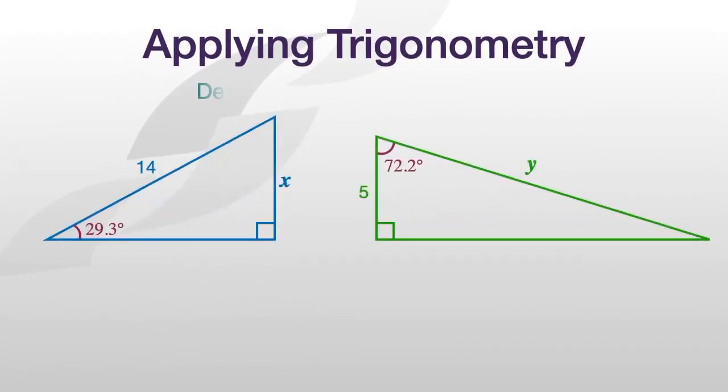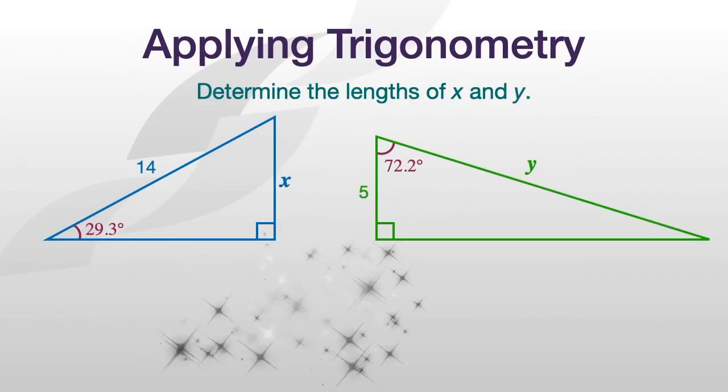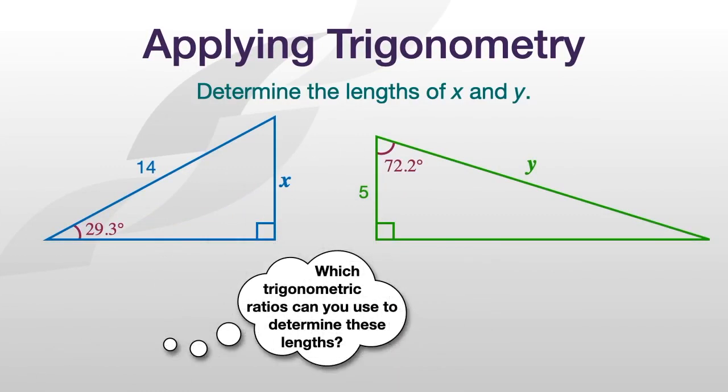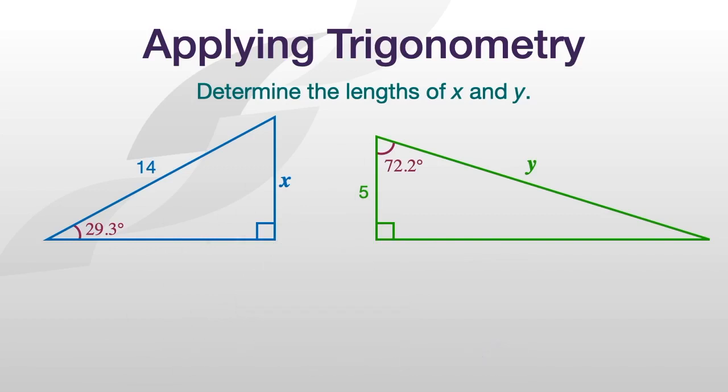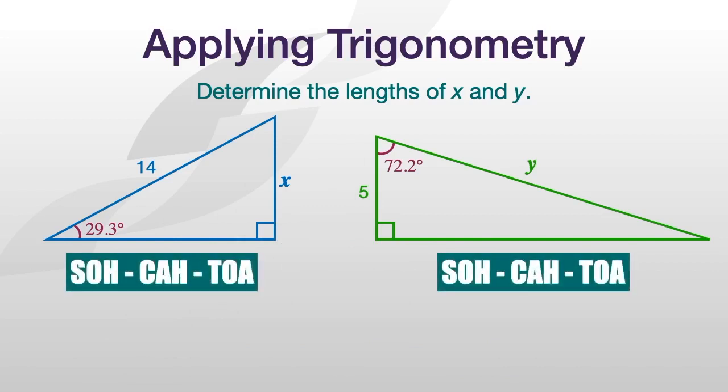In our next problem, we are given some information and then asked to determine the lengths of an unknown side in each triangle. Which trigonometric ratios can you use to figure out these side lengths? We can use SOHCAHTOA to figure out which ratios to use to calculate the missing side lengths. In the first triangle, we are given the hypotenuse and asked to find the side opposite the given angle.